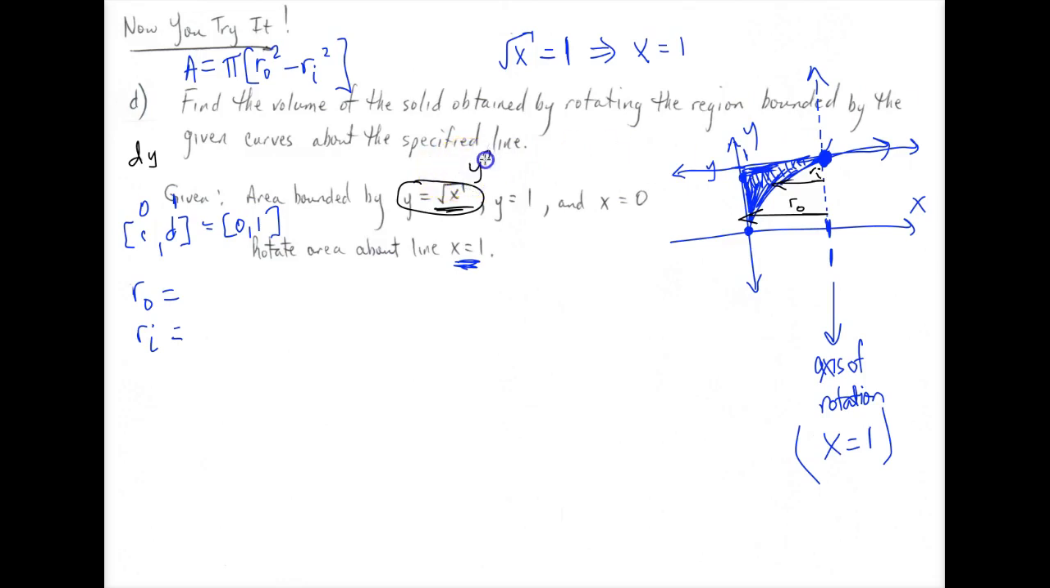That would just be y squared is equal to x. So when we look at the outer radius, we can tell that the length from x equals 1 to x equals 0 here is just a length of 1. Okay, so that's one way we could look at it.